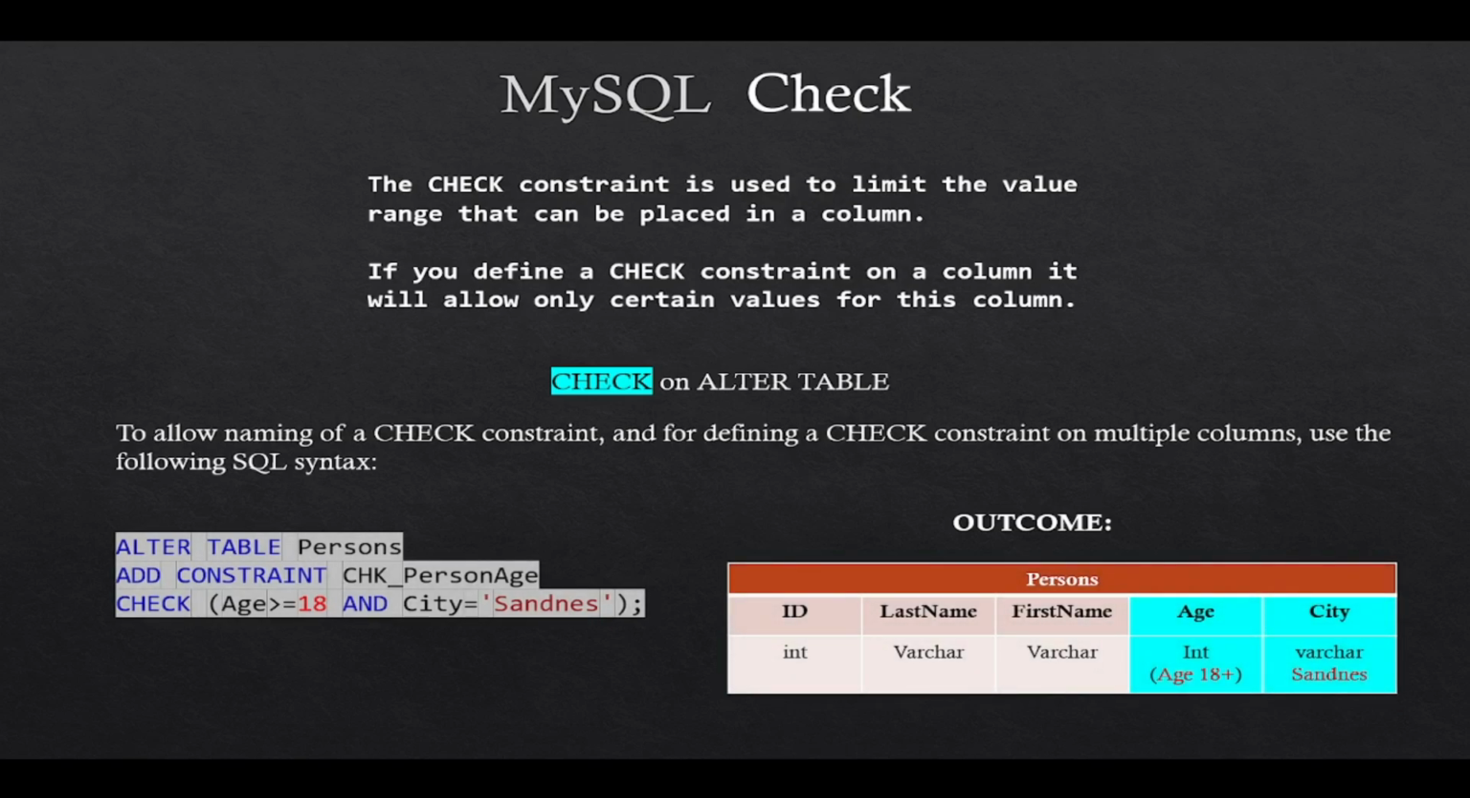For this example, we use ALTER TABLE. So what is ALTER TABLE? It is used if you want to add, delete, or modify an existing column in a table. Then Persons, ADD CONSTRAINT CHK_PersonAge CHECK (Age >= 18 AND City = 'Sadness').